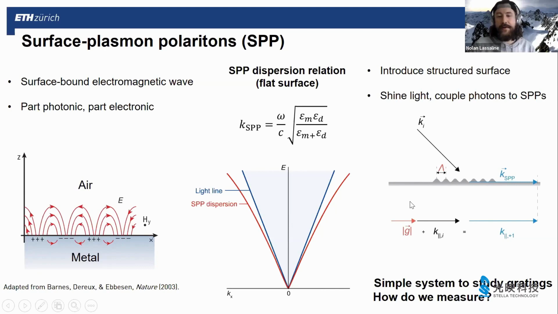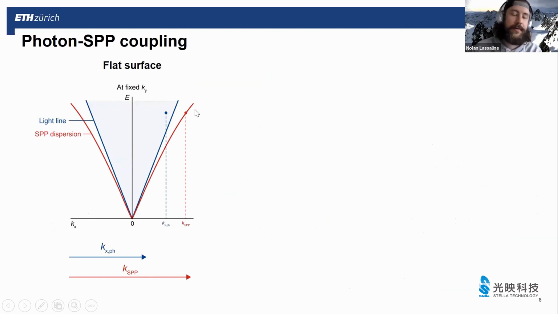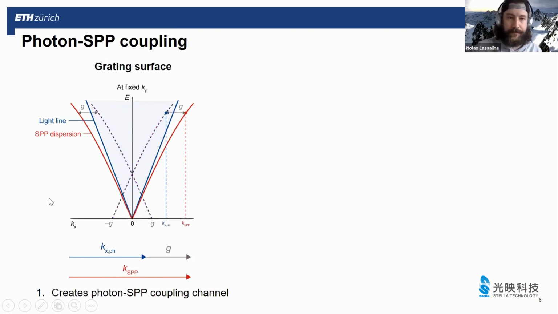And so then the question is, how do we actually measure such a phenomenon, what I showed here? If we look at this dispersion relation, which I had plotted on the previous slide, this is for a flat surface. And the one thing that we immediately notice is that at a particular value of photon energy, these surface plasmon polaritons shown here have a larger value of in-plane momentum than the corresponding photon at the same energy. What this really means is that these two optical modes have a momentum mismatch between the two, meaning that they are not able to couple to one another.